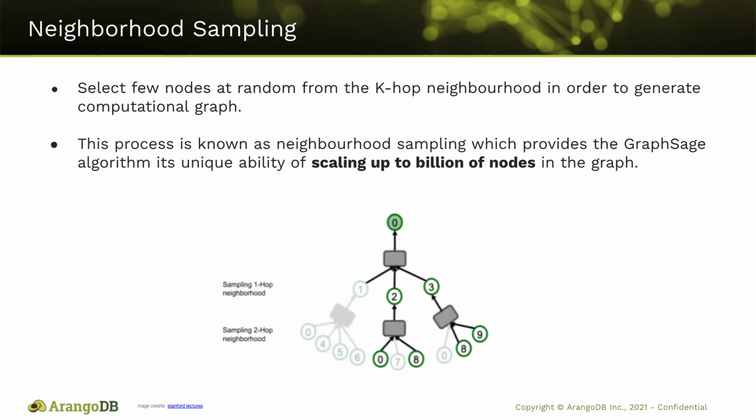Therefore, the idea is not to take the entire k-hop neighborhood of a target node, but select a few nodes at random from the k-hop neighborhood in order to generate a computational graph. This process is known as neighborhood sampling, which provides the GraphSAGE algorithm its unique ability of scaling up to billions of nodes in the graph. So you can see in this diagram, we are not taking all of the neighbors of a target node, but are sampling at most 2 neighbors at each hop.